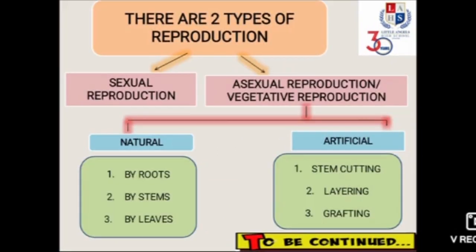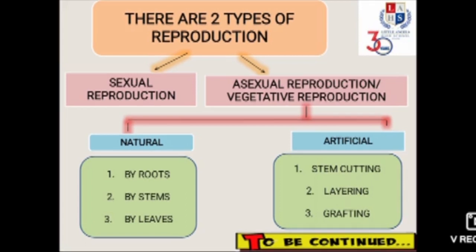We have already studied the meaning of reproduction. Now, one very important thing we need to find out is how reproduction actually takes place. Reproduction can take place by two methods. One is sexual reproduction and the second is asexual reproduction. Asexual reproduction is also known as vegetative reproduction in the case of plants.